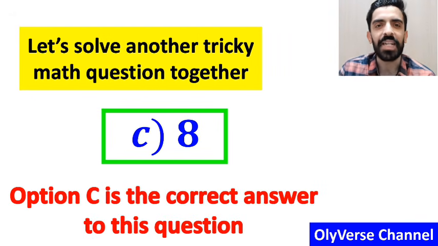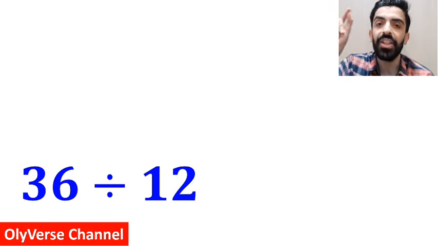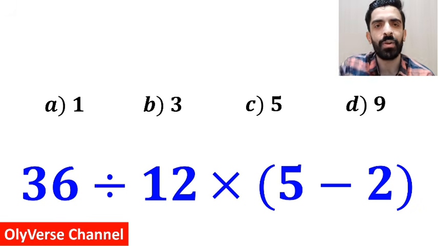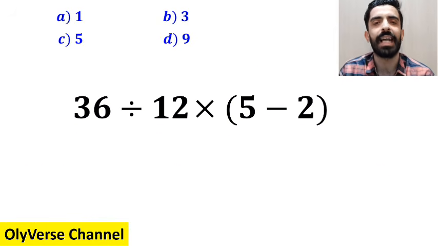Alright, now let's solve another tricky math question together. What is the value of the expression 36 divided by 12 times open parenthesis 5 minus 2 close parenthesis? Which option do you think is the correct answer to this question? Let's take a closer look and solve it together.